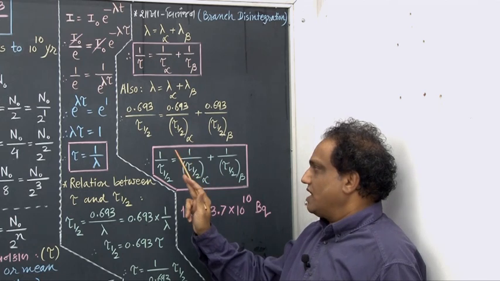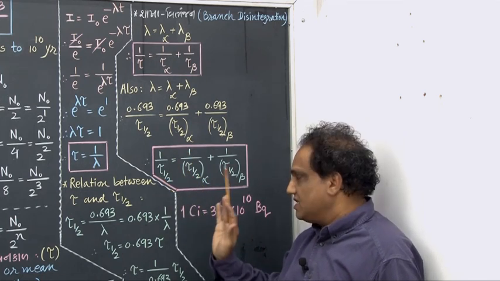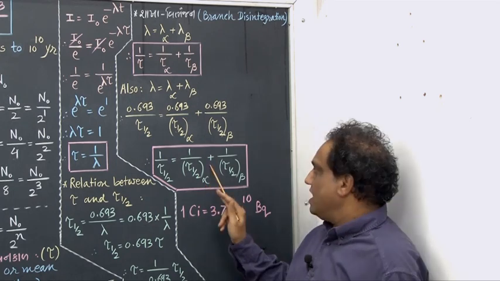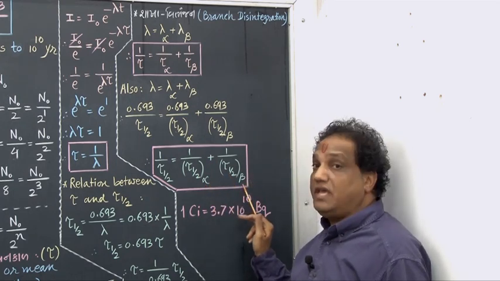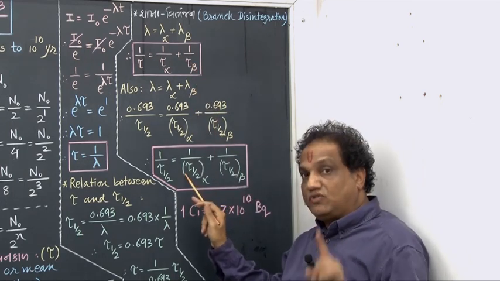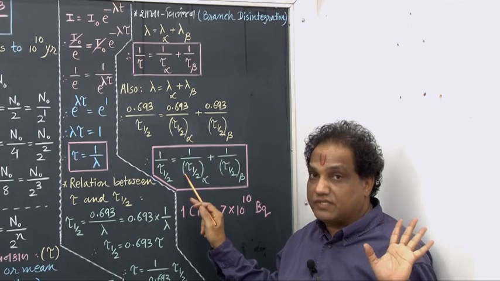The reciprocal of the effective half life is equal to 1 upon tau half in case of only alpha emission plus 1 upon tau half in case of only beta emission. Got it? Please remember both the results because we are going to use them in the numericals.